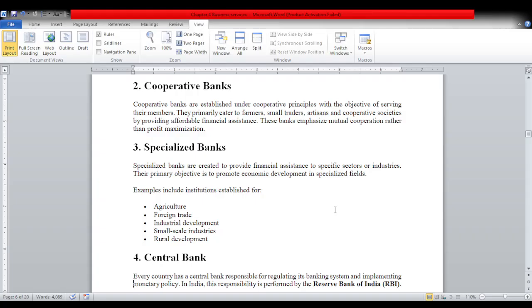Next, we are focusing on the specialized bank. Specialized banks are created to provide financial assistance to specific sectors and industries. Their primary objective is to promote economic development in a specialized field. For example, they can provide financial lending services for agriculture, foreign trade, industrial development, small scale industries, and rural development. So these specialized banks provide financial assistance to a specific sector, whether it's related to agriculture, foreign trade, industrial development, small scale industries, or rural development. So these are the specialized banks.